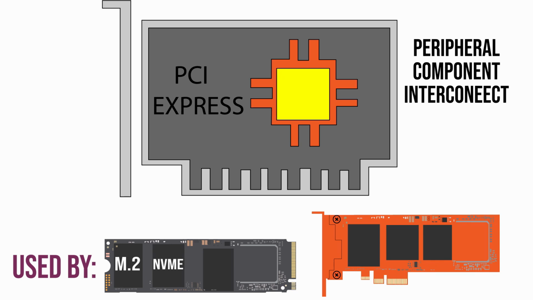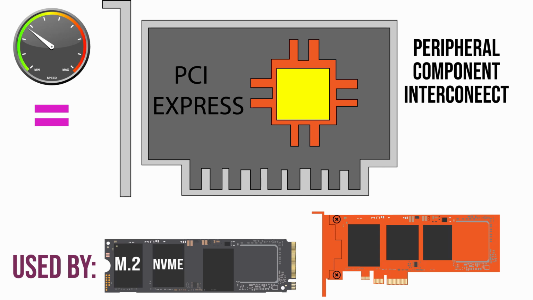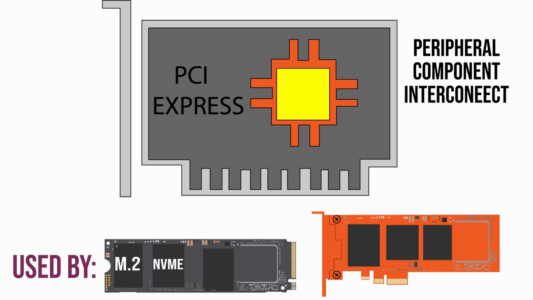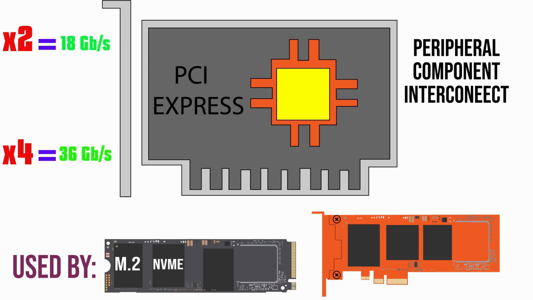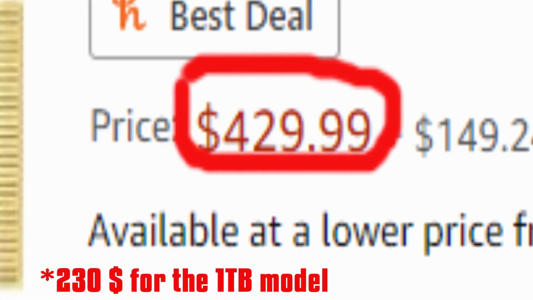PCIe, as alluded to earlier, boasts much higher bandwidth than SATA 3. The actual speeds depend upon how many PCIe lanes the drive in question uses to communicate with the system, which is typically either 2 or 4 lanes, with a transfer speed of up to 18 and 36 gigabits per second respectively, on PCI Express 3.0. PCI Express 4.0 is also a thing and offers double the 3.0 bandwidth, but the short of it is, they're not worth it just yet.